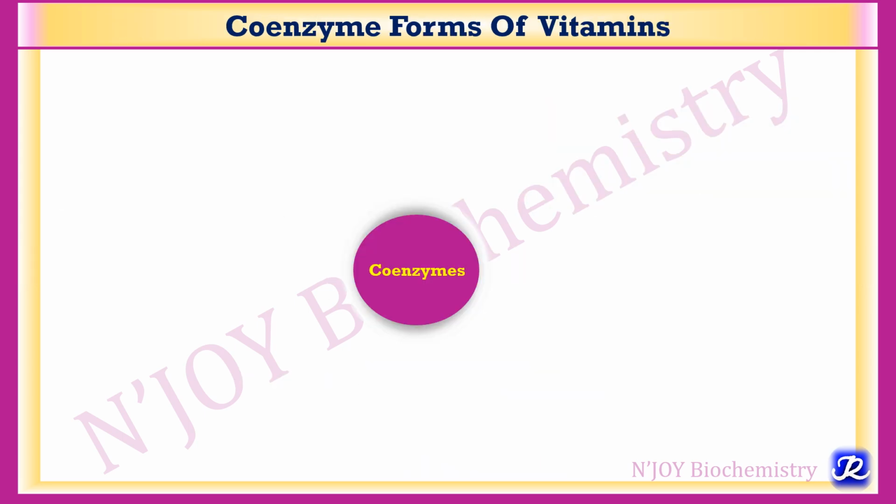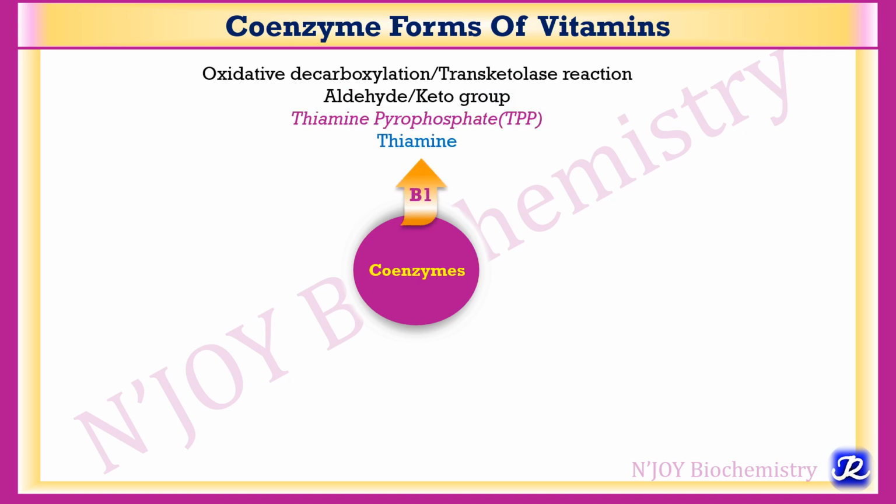Now we will see various coenzyme forms of vitamins, because vitamin K is the only fat soluble vitamin that acts as a coenzyme, and all B complex vitamins are involved in various biochemical reactions as coenzymes. So let's take the example of B complex vitamin B1, which is called thiamine. What is its coenzyme form? It is called thiamine pyrophosphate, and it is involved in various oxidative decarboxylation and transketolase reactions. There is transfer of aldehyde and keto group. So TPP, that is thiamine pyrophosphate, is the coenzyme form of vitamin B1.